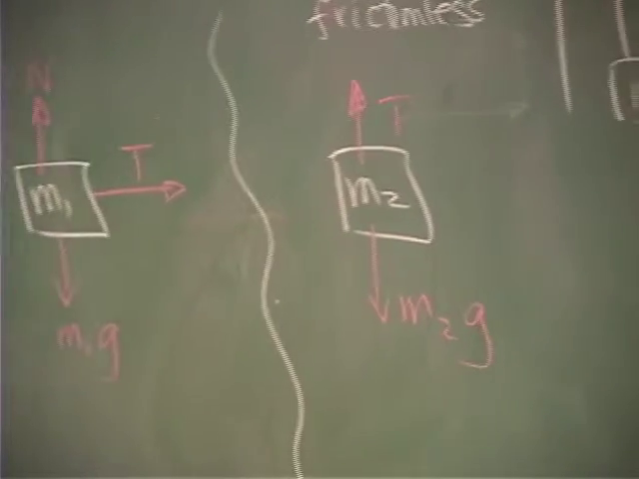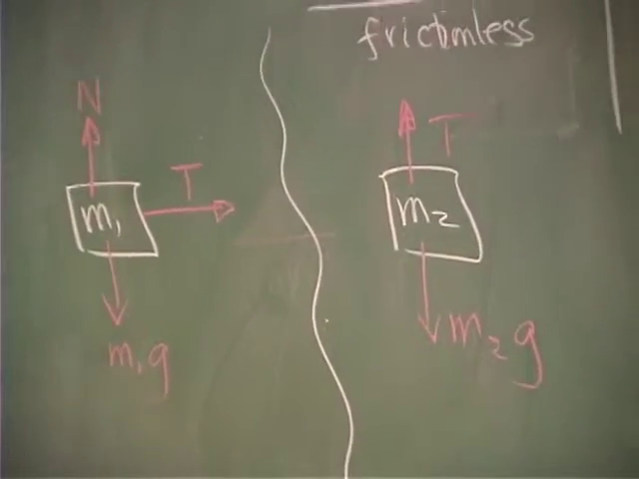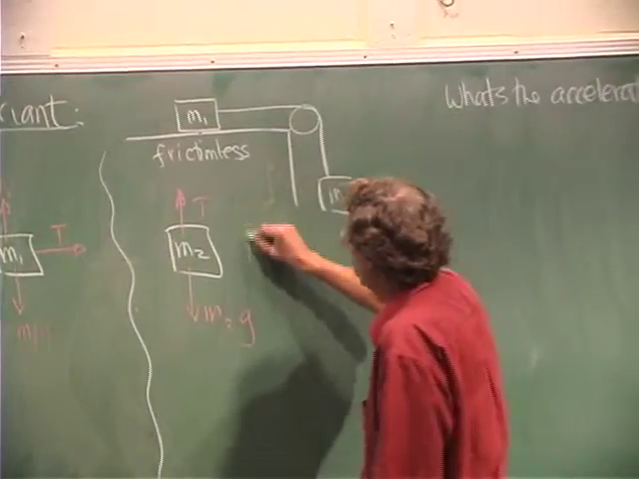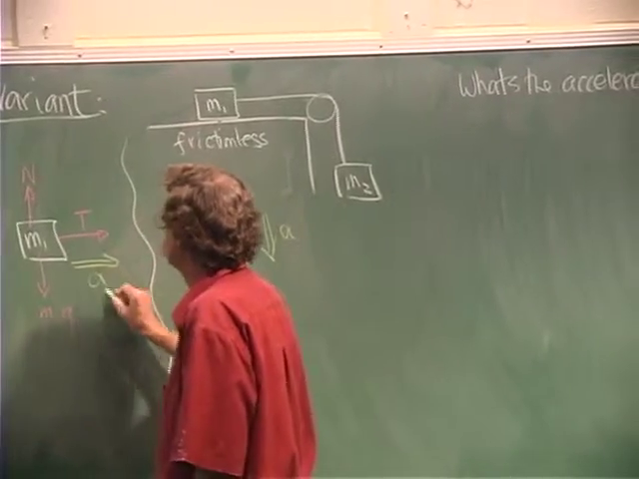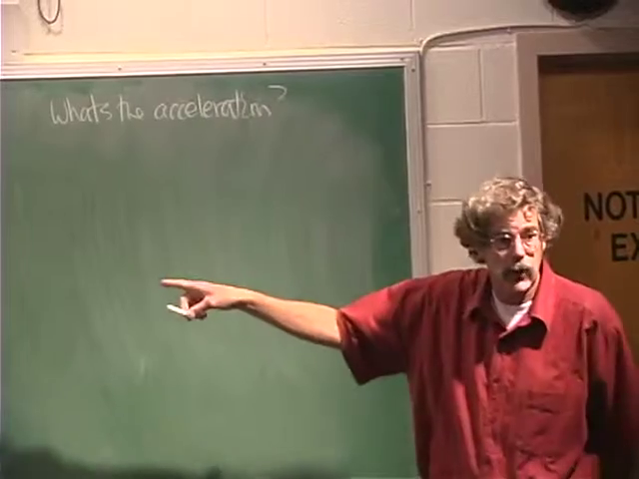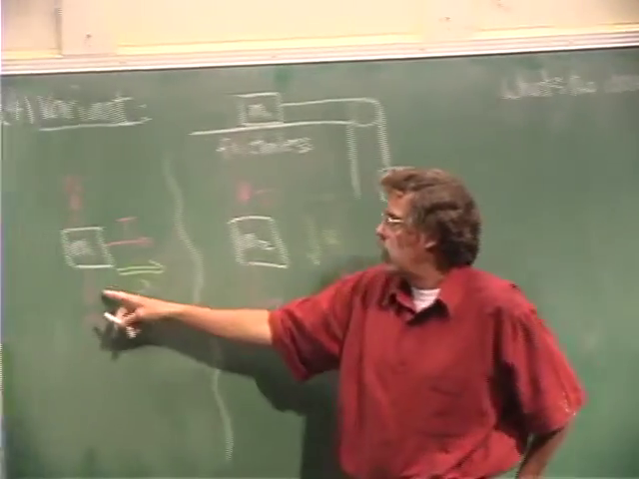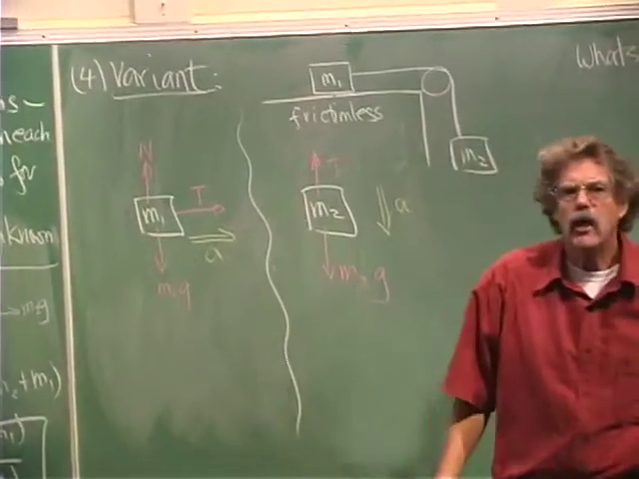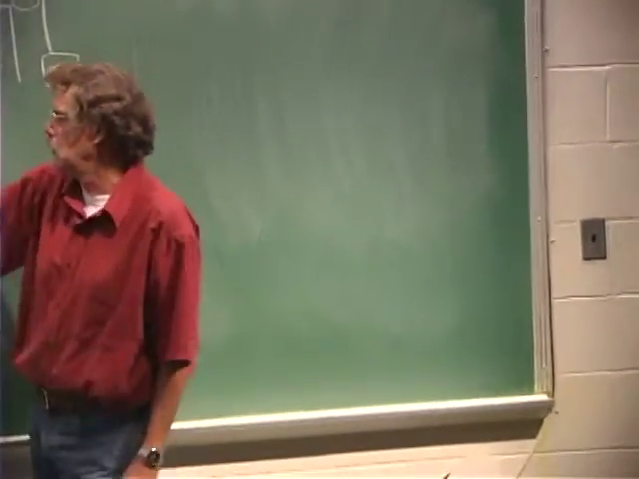Oh, wait a minute. I better make a guess. What direction do I think the acceleration is going to be? Actually, in this case, it's no guess at all. I know that this one's going to go down, and this one is going to go to the right. So if that comes out negative, you know you made a mistake somewhere. How about in the vertical direction for this one? What does F equals ma tell you in the vertical dimension for the block that's on the table here?